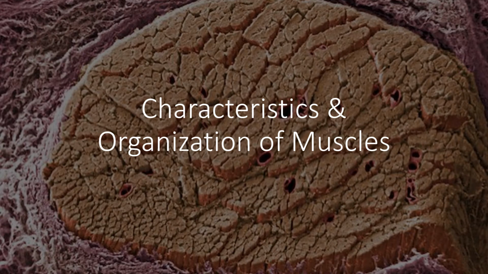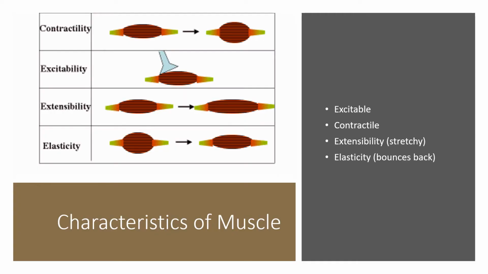Characteristics and organization of muscles. The four major characteristics of muscle are that they are excitable, contractile, extensible, and elastic.